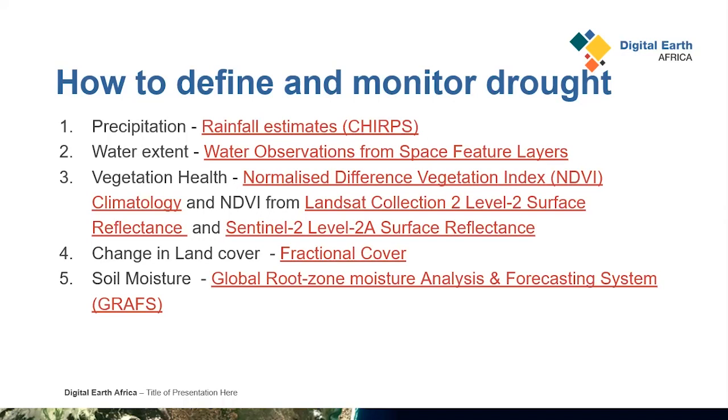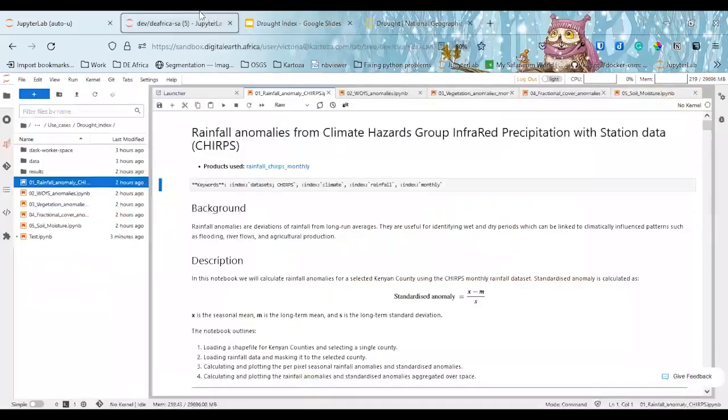data sets. We'll also be trying to measure drought using changes in the land cover classes of an area. So we'll be using the fractional cover data set for that. And for the soil moisture, we'll be using the Global Root Zone Moisture Analysis and Forecasting System. That's the GRAFS data set. Now, with that introduction, I'll be demonstrating the notebooks that we have.